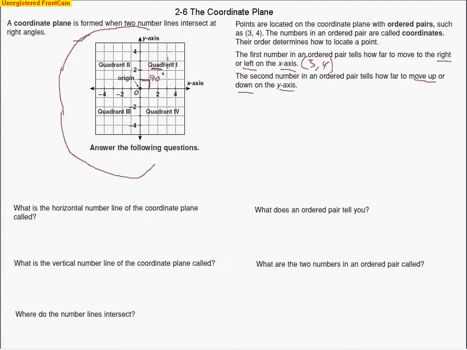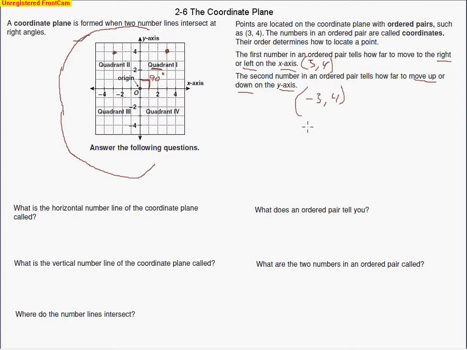1, 2, 3, 4. Notice that I always start at the origin. Again, that's why it's called that. It's the beginning point of each of these points. It's where we start. So 3 spaces to the right, 4 spaces up. Now if it were negative 3, positive 4, then I would go over 3 to the left because it's negative, and then still 4 spaces up. So it would go right there.